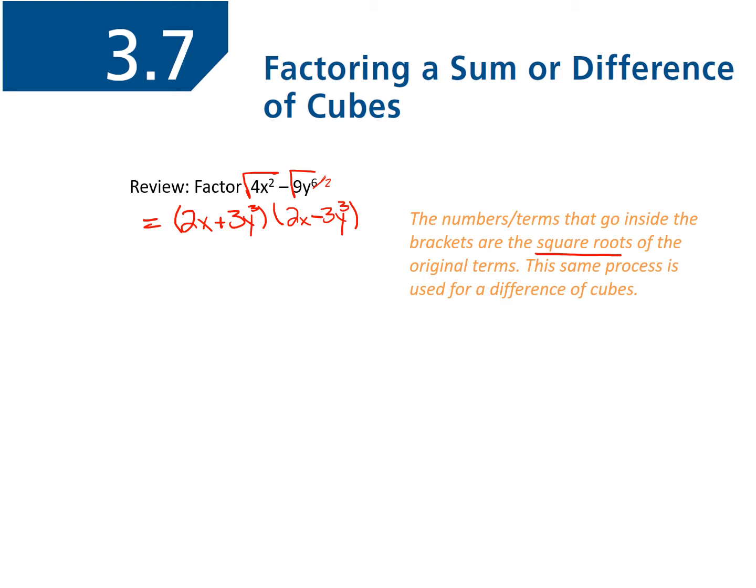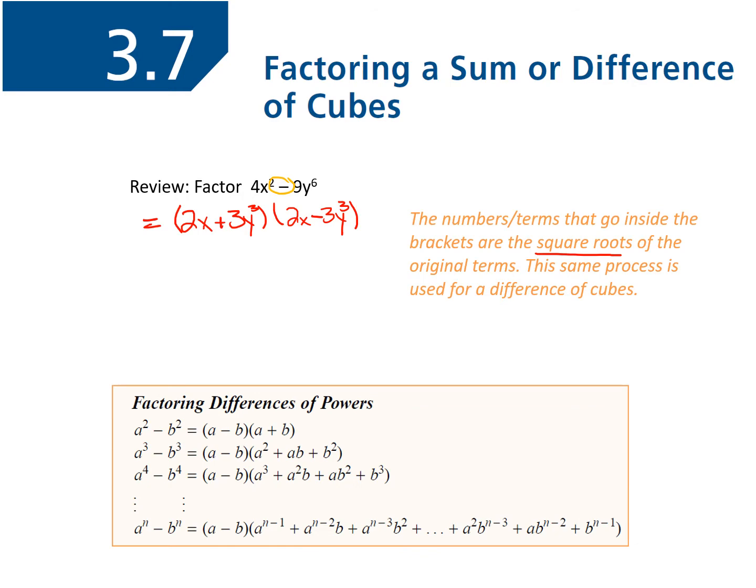So this is the same process we're going to use for sum or difference of cubes. Just notice in the original question here, we only had a subtraction sign in the middle. We just did a difference of squares. So we're going to do a difference of cubes, but also a sum of cubes. There are formulas for difference of anything. Difference of squares, there's your formula. Difference of cubes, this is what we're going to talk about today. And we can do difference of quartics and so on, all the way down to difference of any power.